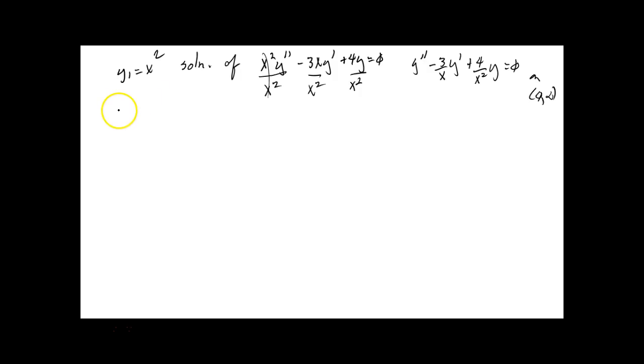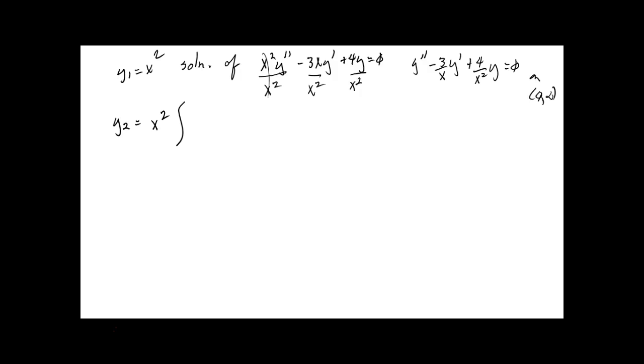Now, what did we do? What did we determine before? Looking up above, y2 is equal to y1, which was x squared, times the integral of... okay, we've got a little bit of scratching around to do here.